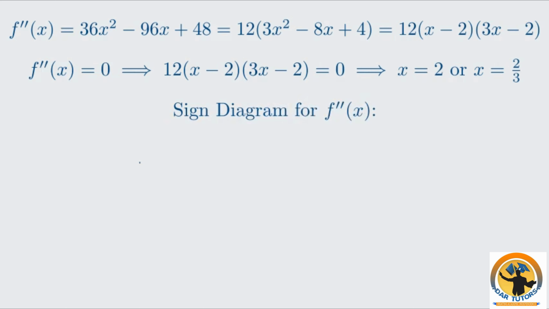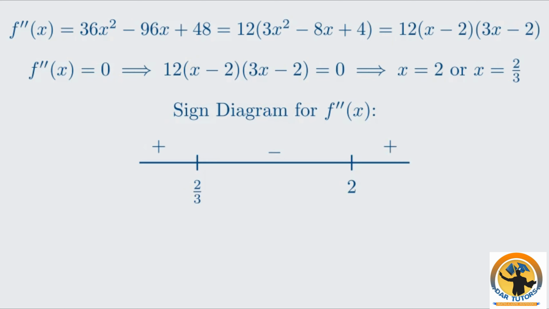For x less than 2/3, f double prime of x is positive. Between 2/3 and 2, it's negative. And for x greater than 2, it's positive. The sign changes at both x equals 2/3 and x equals 2, confirming they are both points of inflection. We already classified x equals 2 as a stationary inflection point because f prime of 2 was 0.